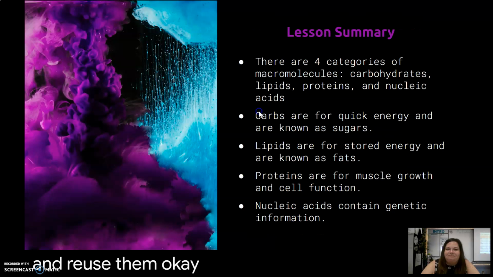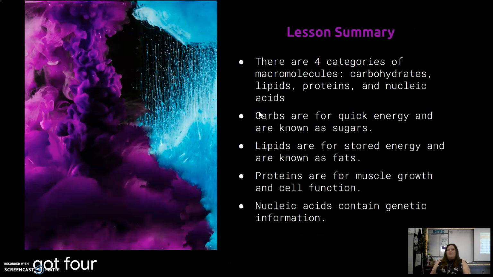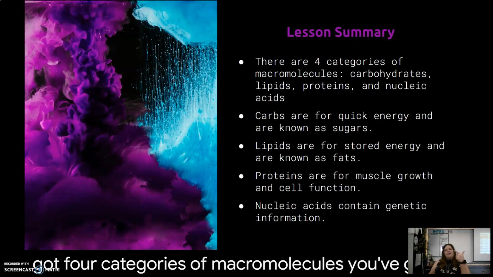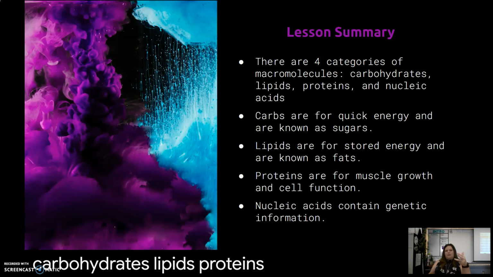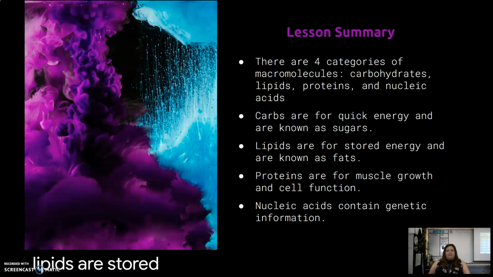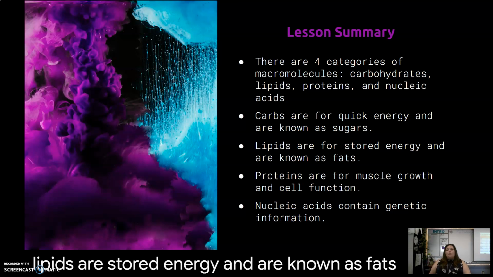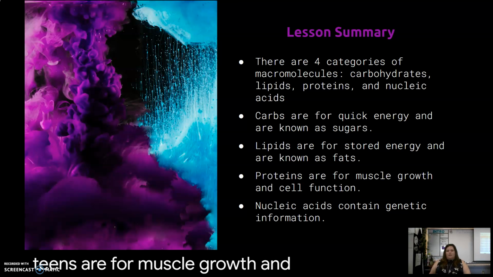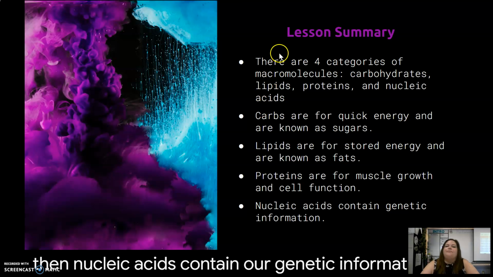All right, our lesson summary. We got 4 categories of macromolecules. We've got carbohydrates, lipids, proteins, nucleic acids. Carbs are for quick energy and are known as sugars. Lipids are stored energy and are known as fats. Proteins are for muscle growth and cell function, and then nucleic acids contain our genetic information.